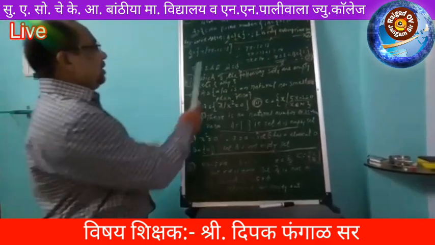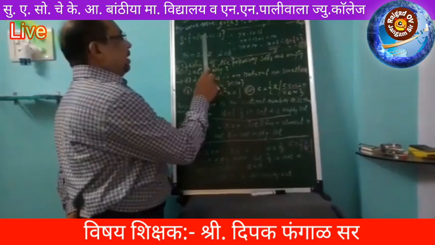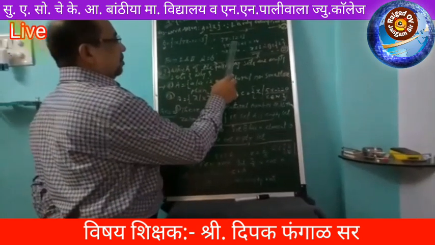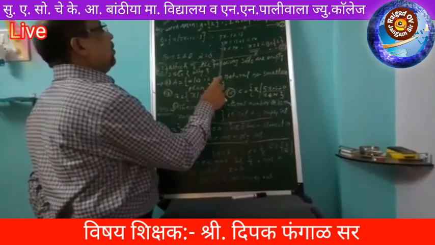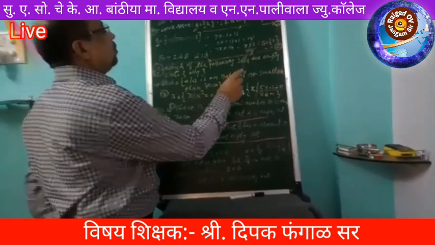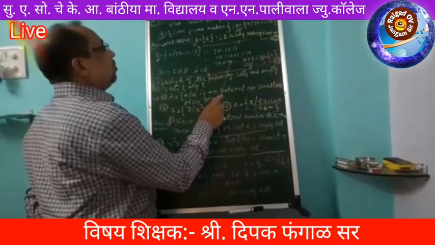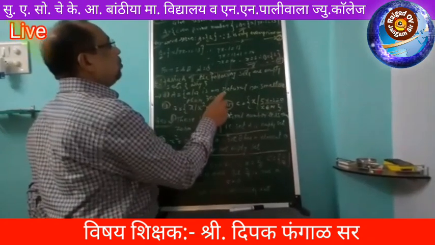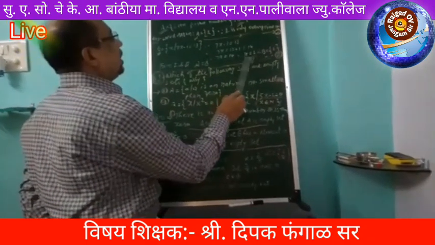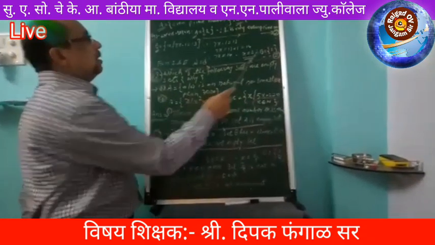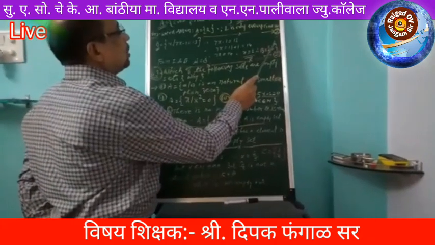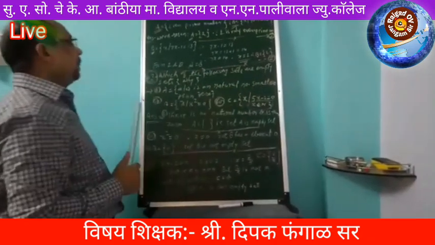Solve this equation and find the value of variable x. See here, 7x minus 1 equals 13, so 7x equals 13 plus 1 equals 14. 7x equals 14, therefore x equals 14 upon 7, therefore x equals 2. So we write here set B equals curly bracket 2, equation number 2.